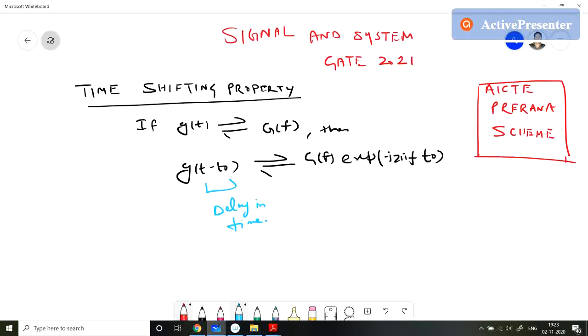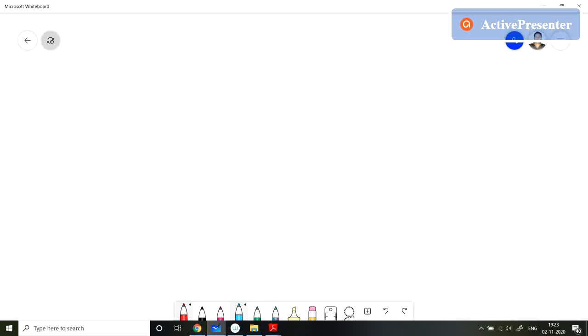So what is t naught? Here t naught is a real constant time shift. We can prove this property very easily. What is the Fourier transform of g(t minus t naught)?